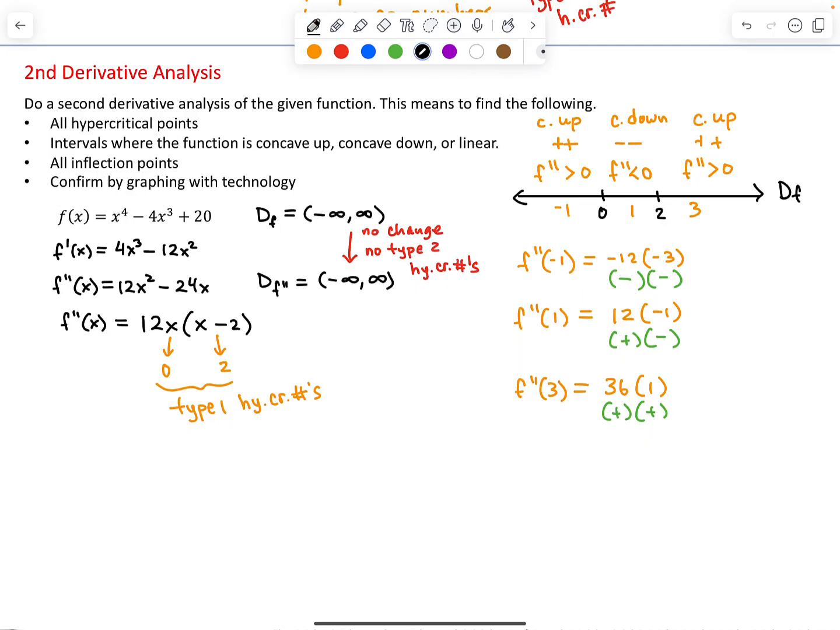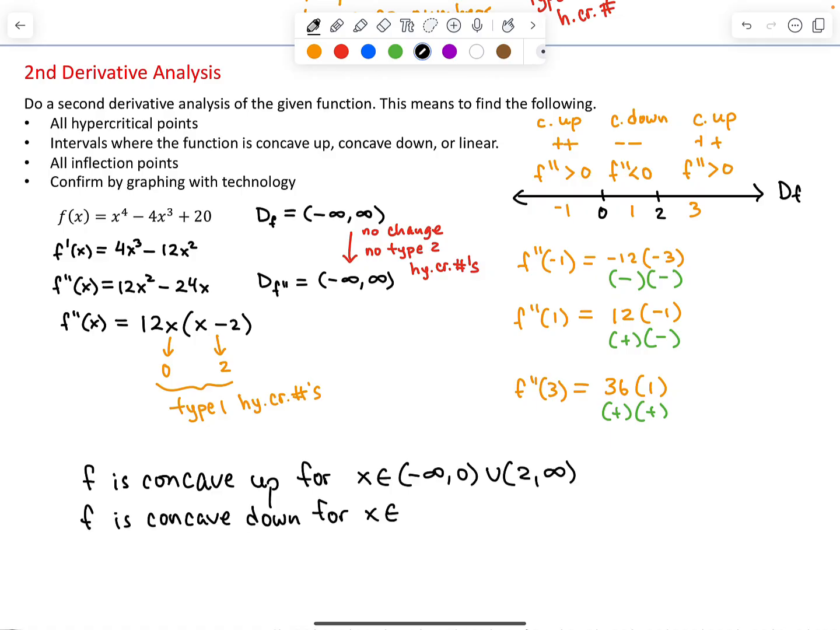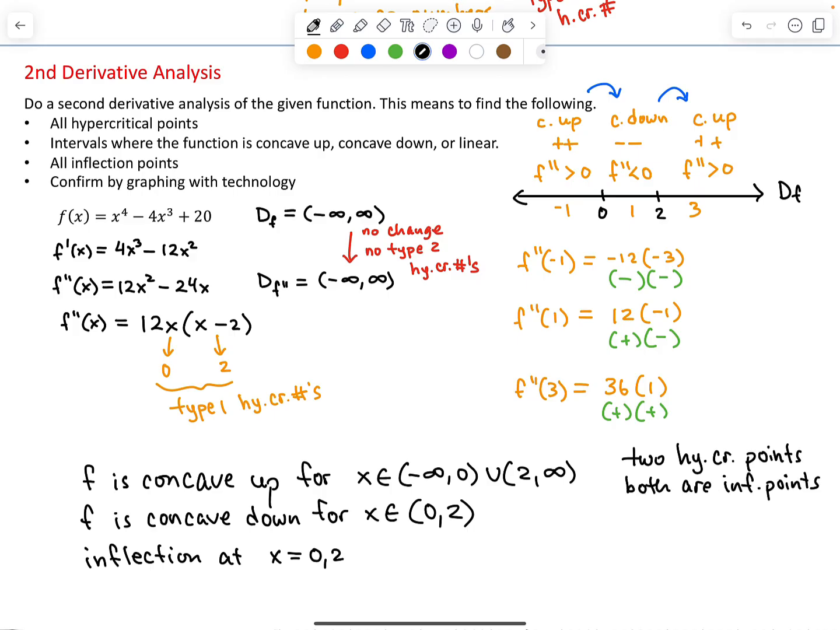So summarizing this, f is concave up for x from -infinity up to x equals 0, union from 2 to infinity. And f is concave down for x between 0 and 2. Now, around 0, we did have a change, and around 2, we did have a change in concavity. So we have inflection at both of these hypercritical numbers. So we have 2 hypercritical points, and both are inflection points.